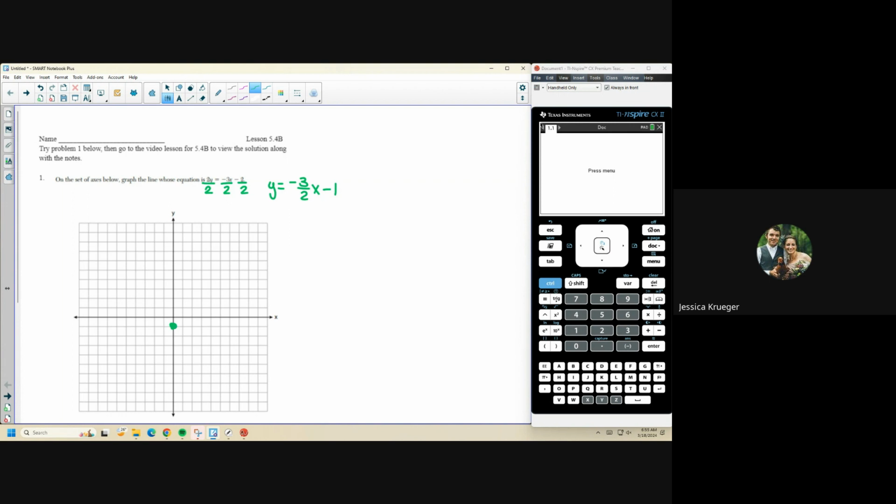And then I'm going to go down 3, forward 2 to get a decreasing line. Down 3, forward 2. Down 3, forward 2. And then I'll do the other points on the other side. And I'm going to connect it and label it.